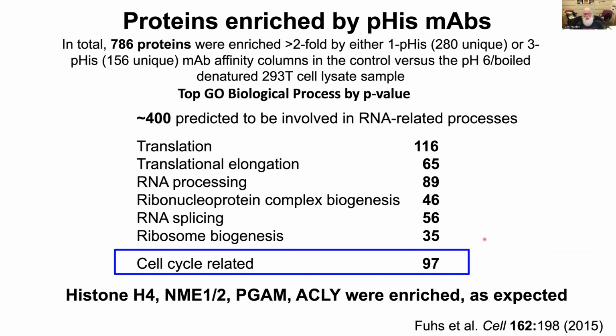And we've also used these antibodies to affinity enrich. So we immobilized 6 of our antibodies and used them to pull out proteins from 293T cells, where we had generated fully denatured lysates in 6 molar urea, diluted them down to put them over the antibody affinity column, and then eluted at pH 11 to retain the phosphohistidine. And we got about 800 proteins that were enriched more than 2-fold over a control. Interestingly, about 400 of them had GO terms predicted to be involved in some form of RNA biology, which is of interest.